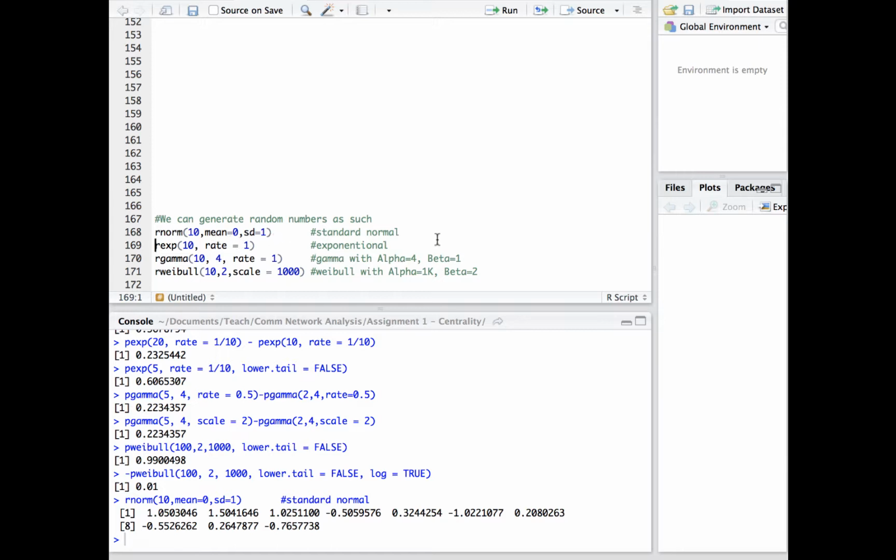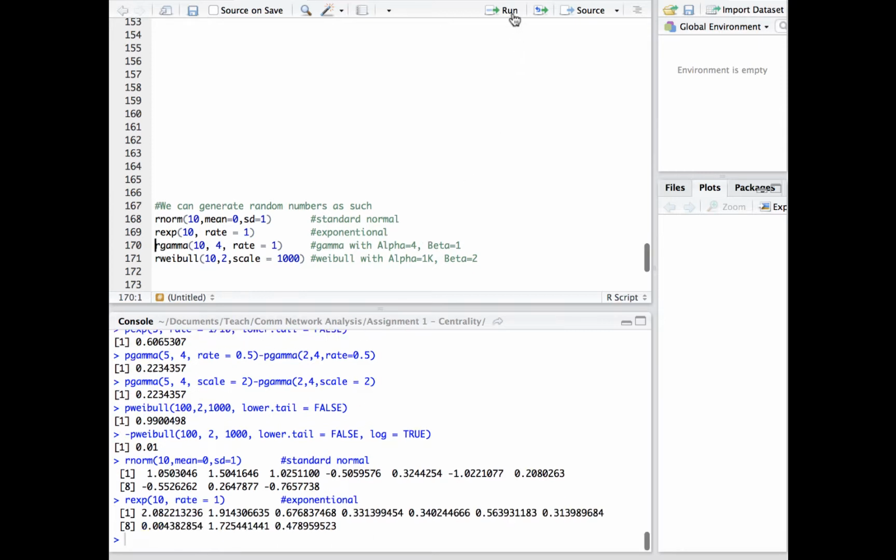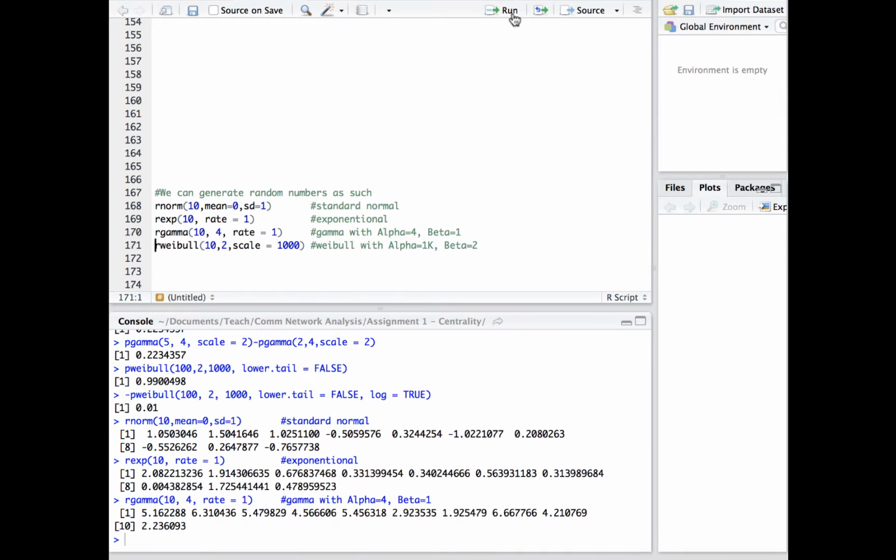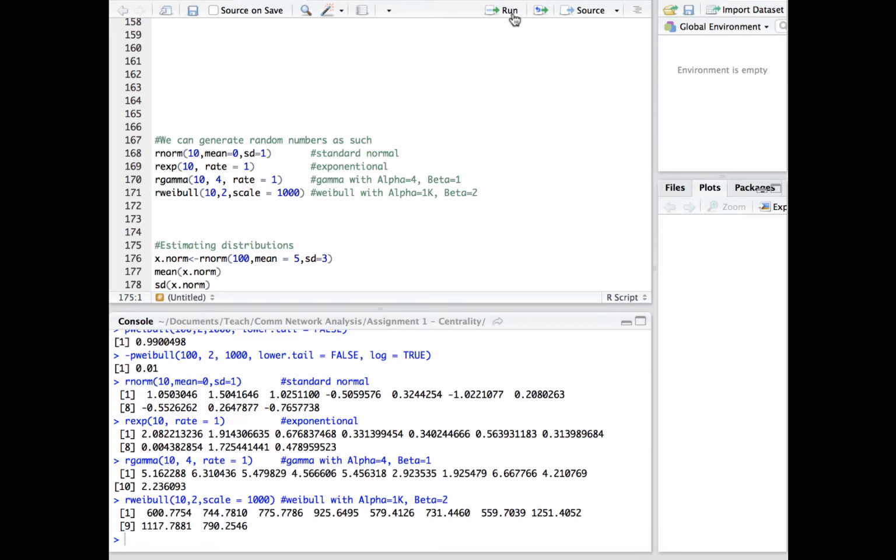We can do the same thing for exponential, right? And so you can generate 10 random exponential, or gamma, or of course Weibull, right? So you can see that. We can also generate more numbers and then estimate those distributions. So if you look here, x norm is a variable, I can generate 100 random normal variables with a mean of 5 and a standard deviation of 3.